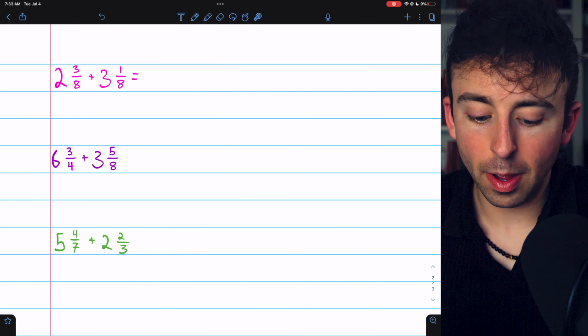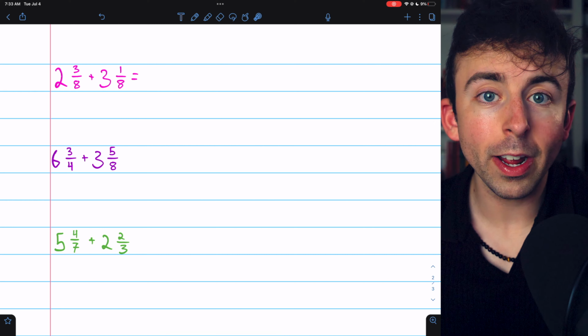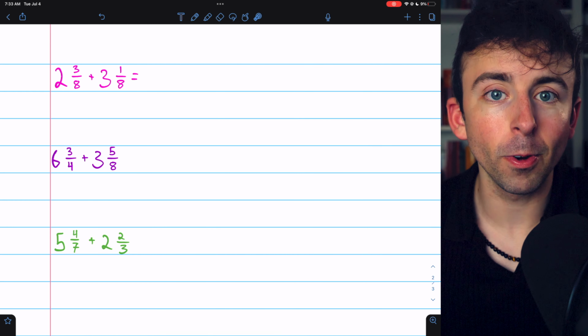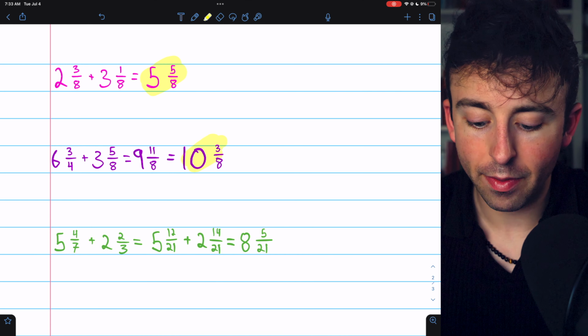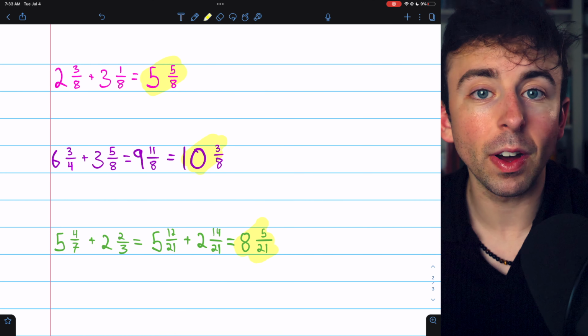Here are 3 more examples of adding mixed numbers for you to try yourself. I'll put the answers on screen now. And there are your answers fully simplified. 5 and 5/8, 10 and 3/8, and 8 and 5/21.